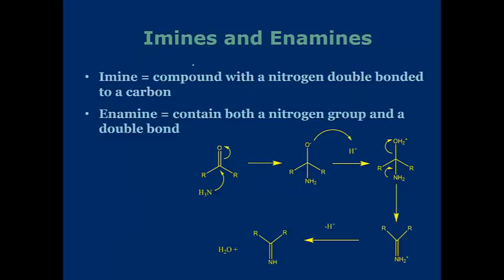Imines and enamines are nitrogen-based compounds. An imine is a compound with a nitrogen double bonded to a carbon, and an enamine contains both a nitrogen group and a double bond. A mechanism for the formation of an imine is listed below. Note that, just like the ones we've seen previously, it is based on a nucleophilic attack of a carbonyl.